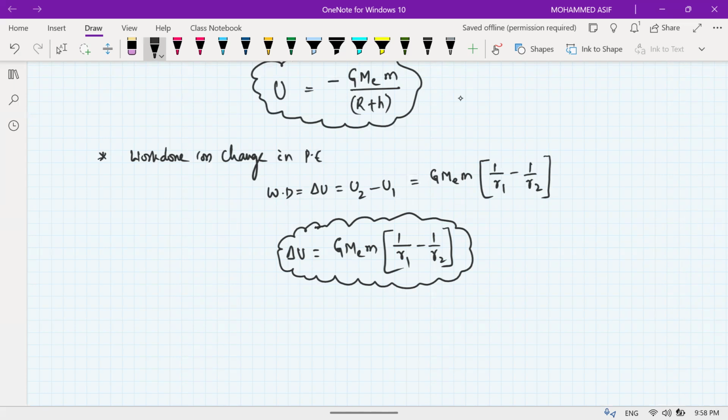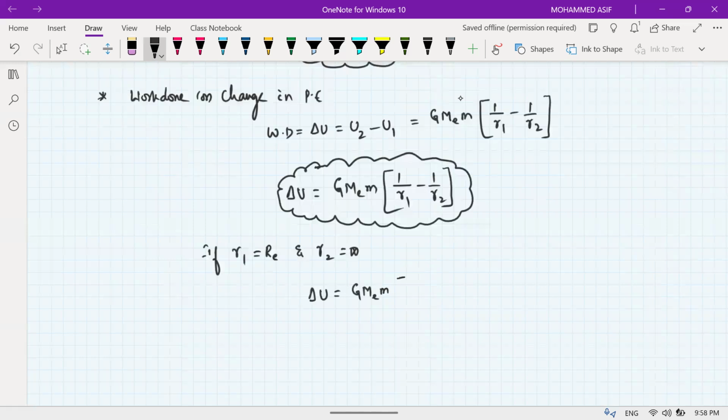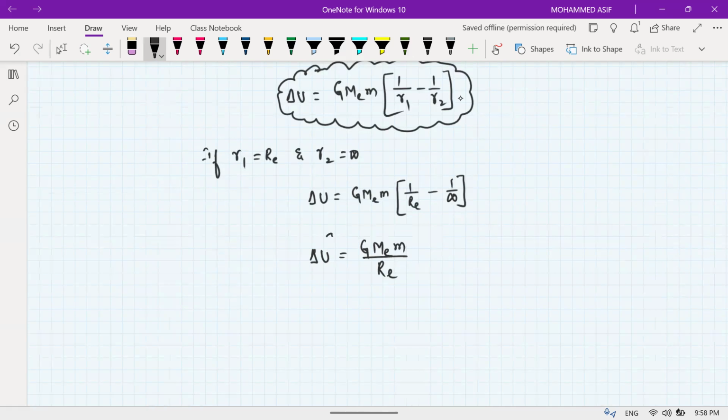Now, this is applicable only for positions outside the surface of the earth. Like, say, when the body is moved from the surface of the earth, if R1 is equal to radius of earth and R2 is equal to infinity, then change in potential energy will be equal to capital G, mass of the earth, into m, into 1 by radius of earth minus 1 by infinity. That means change in potential energy is equal to capital G, mass of earth, small m, divided by radius of earth. Very, very important formula.